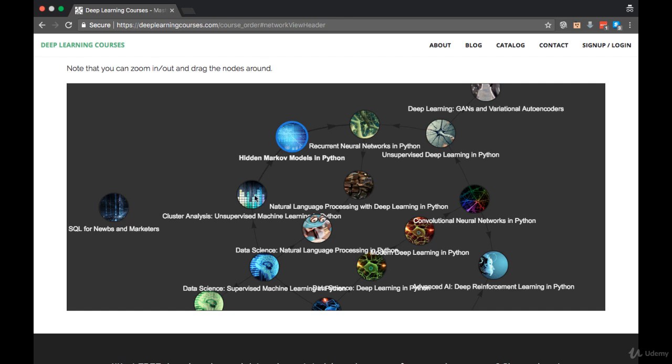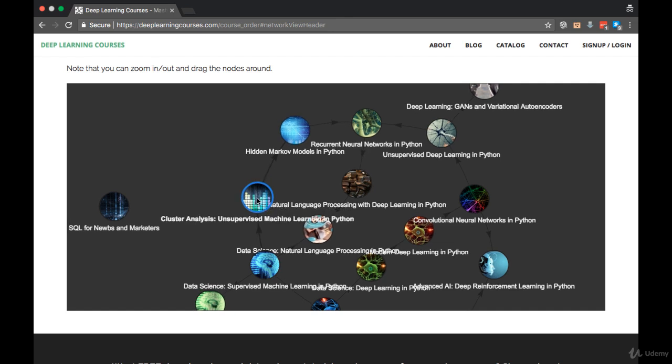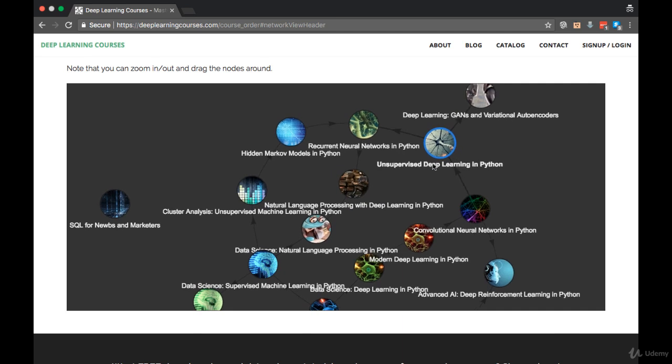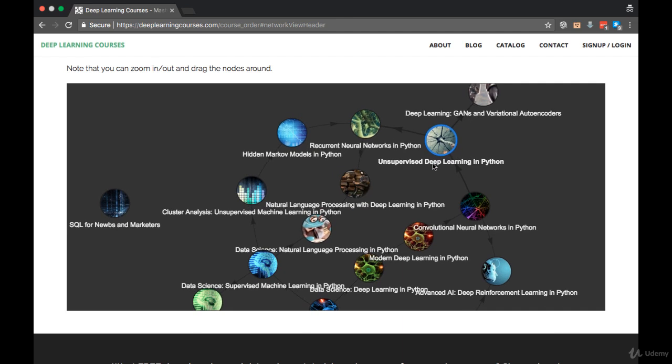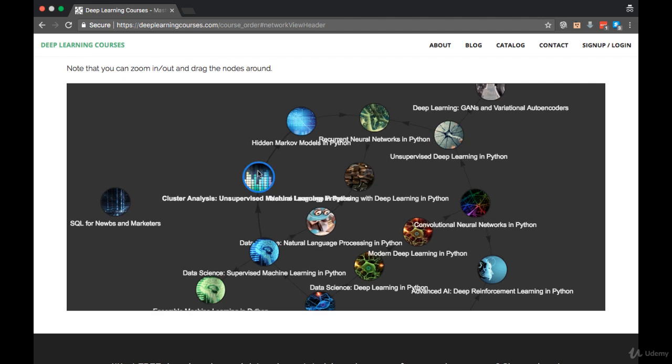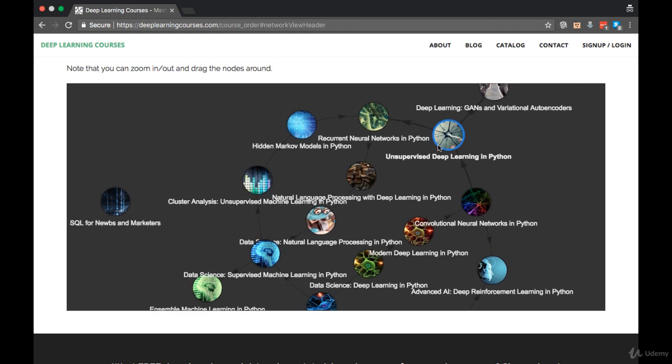There is also a slight connection between cluster analysis and unsupervised deep learning. So I'm not going to draw the link right now, but I sometimes consider this to be unsupervised machine learning part 1 and this to be unsupervised machine learning part 2.